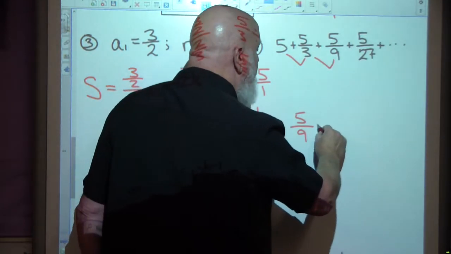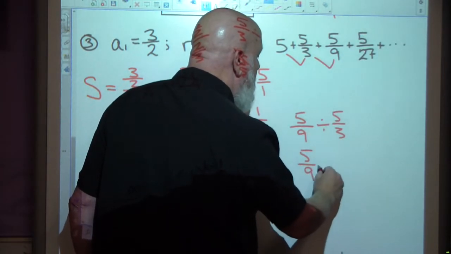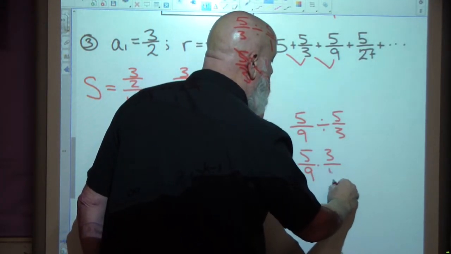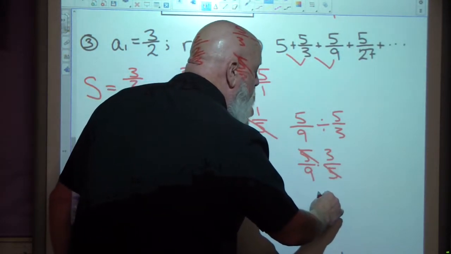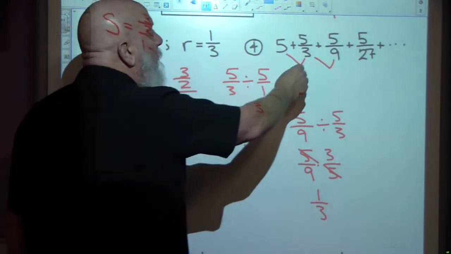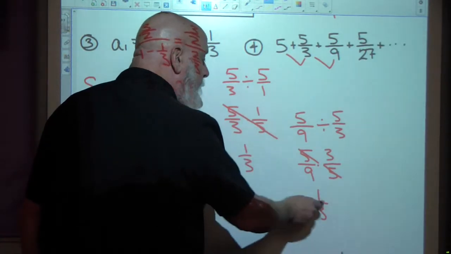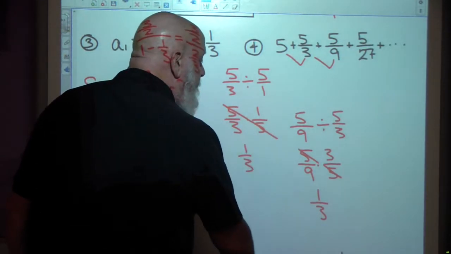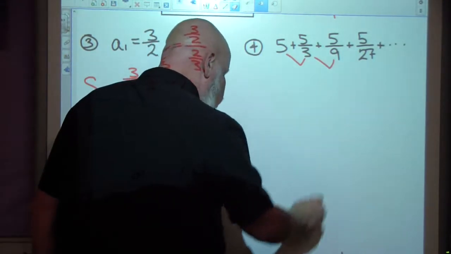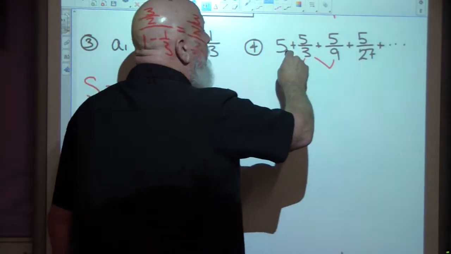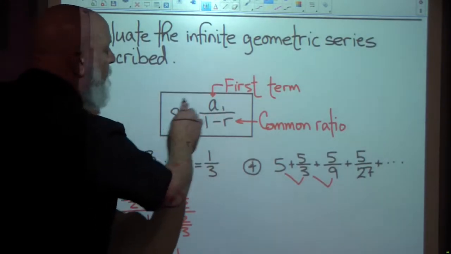So 5/9 divided by 5/3 is the same thing as 5/9 times 3/5. And these cancel, leaves me with 3 over 9, which will reduce to 1/3. So my common ratio is less than 1. The absolute value of this is less than 1. So it does converge, so I can use the formula for finding the sum of an infinite geometric series. That's this formula right here.